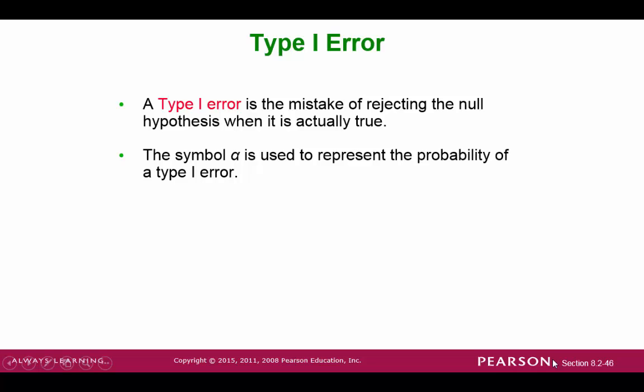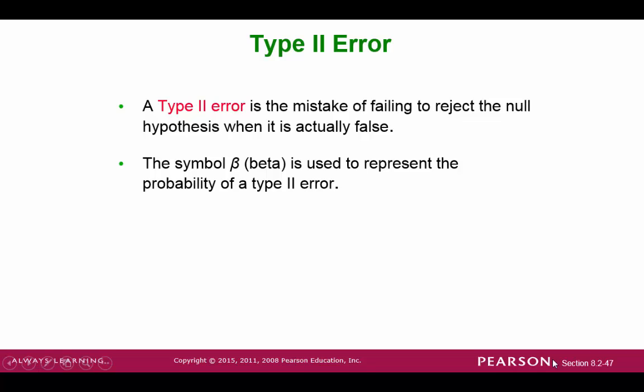Let's take a look at types of errors that can happen. This is statistics and probability after all, and so we're always bound for some error. A type 1 error is a mistake of rejecting the null hypothesis when it's actually true. Now that can happen, and this error is represented by a probability of alpha. So if your significance level is 0.05, then there is a 5% chance that we would be rejecting the null hypothesis when it was actually true.